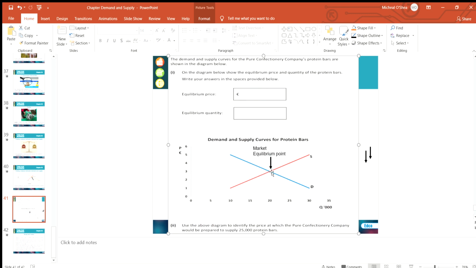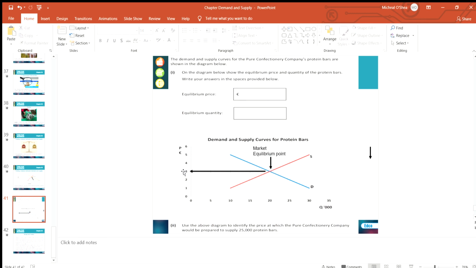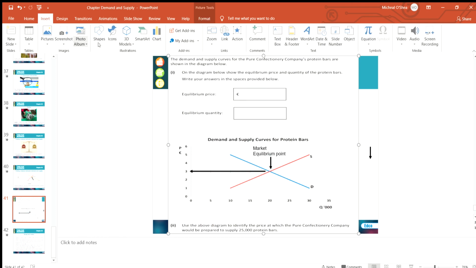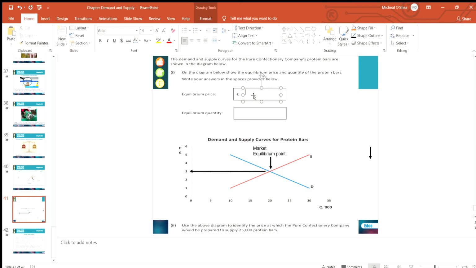If I go across from this equilibrium point all the way over to the price line, I can see that the equilibrium point is at a price of €3. So when I'm filling this out and I need to show the equilibrium price, I can see that from the point over to the graph, it's €3. Let's throw in another text box. So €3 is my equilibrium price.